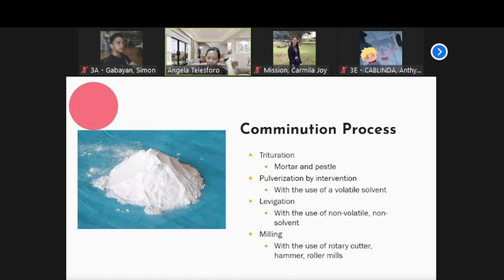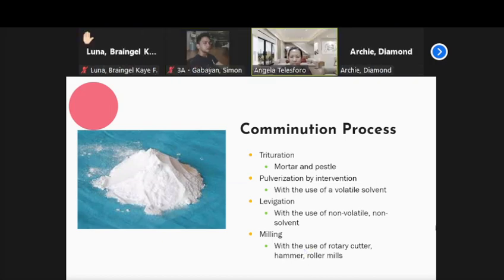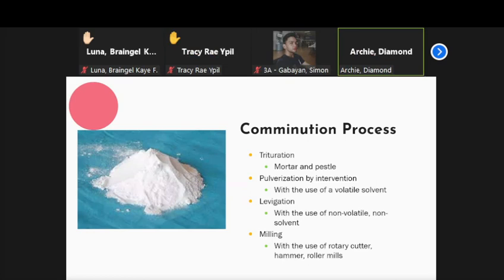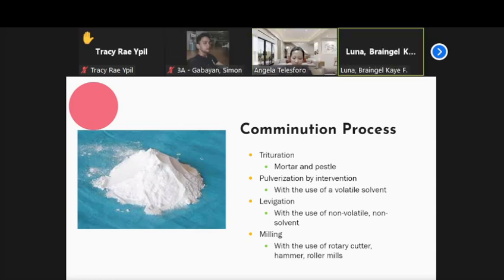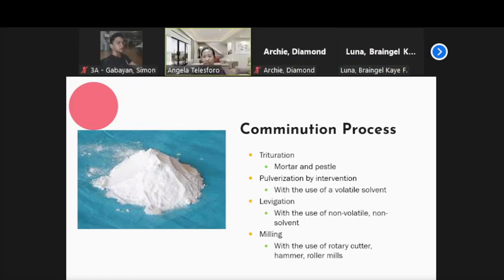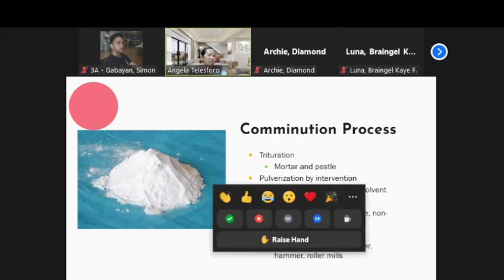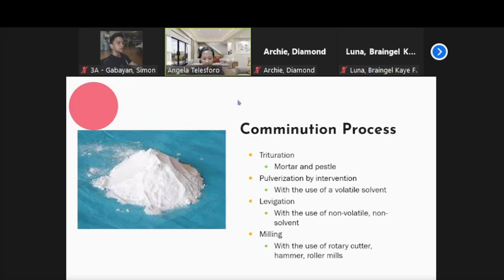Archie, what is the common levigating agent that we use? Petrolatum po. No. Miss Luna? Mineral oil po, ma'am. Okay, mineral oil. If I get one answer, okay. The others, I will come back to you so you can answer. So mineral oil is our commonly used levigating agent.